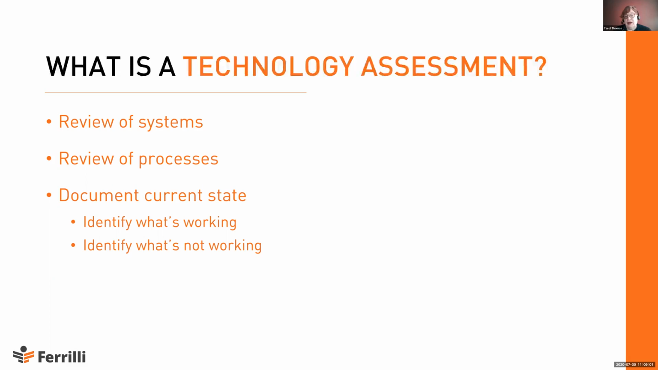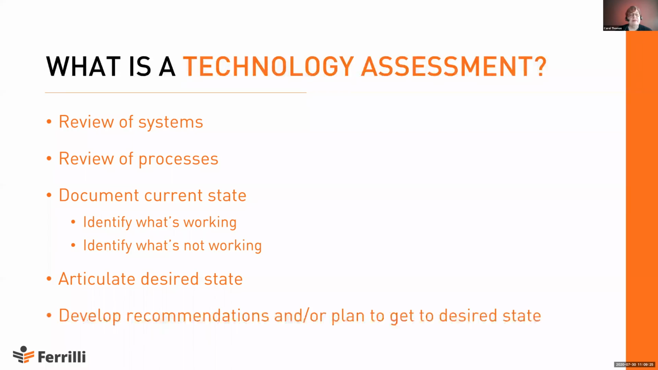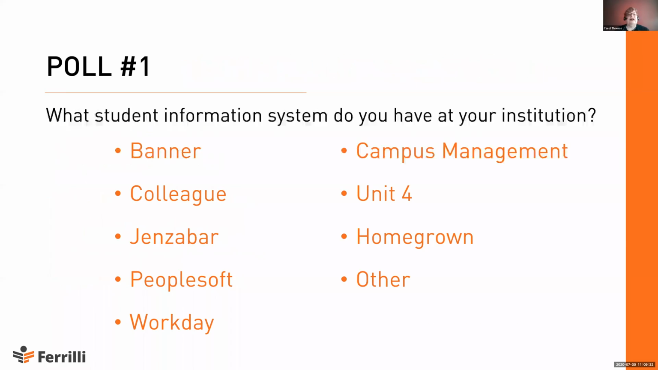And from identifying what's working and what's not working, we're able to support you in articulating the desired state that you really want to be at. I think I have a pretty clear sense of where most institutions would like to land on enrollment, and we want to make sure that the optimization process and the assessment process really helps you to understand some of the things you may be doing that get in the way of those goals and how they can be corrected. As a result, we develop recommendations through this process to get you to that desired state.